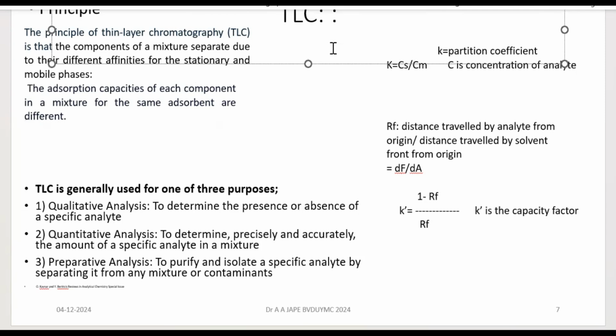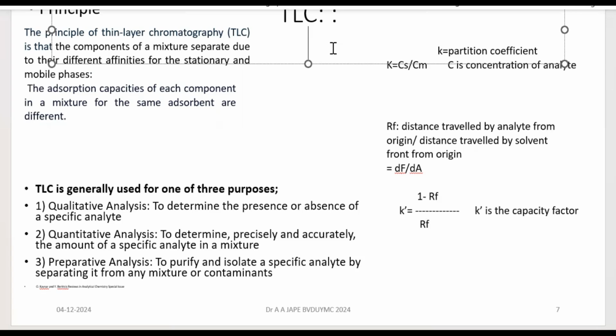Now, the affinities of the analyte towards the stationary phase and mobile phase are going to decide its separation. If it interacts more with the stationary phase, it will be retained more on the stationary phase and its movement along with the mobile phase will be less. So it will travel less distance. If the affinity of the analyte towards the mobile phase is more, it will move along with the mobile phase faster and will get ahead of all other analytes.